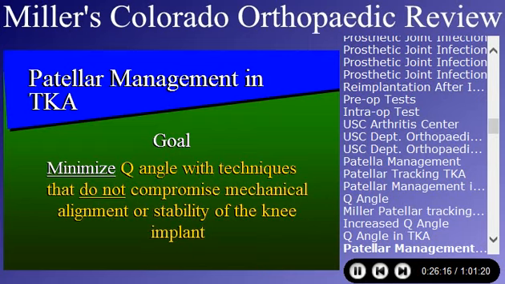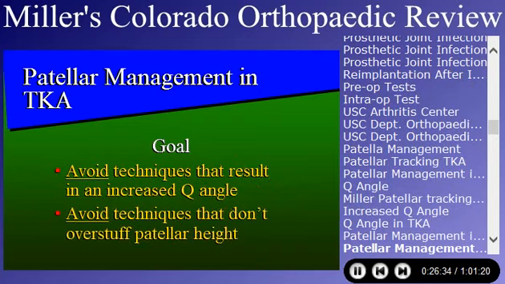So the goal in patella management in total knee is to minimize Q angles with techniques that do not compromise mechanical alignment. Remember, mechanical alignment is your number one priority in your total knee, restoring mechanical alignment and balanced ligaments. And so you don't want to compromise mechanical alignment or the stability of the knee implant. So you don't want to cheat on those. So you want to avoid techniques that increase the Q angle, and you also want to avoid overstuffing the patella height. Overstuffing causes tension on the lateral retinaculum and causes increased lateral releases.